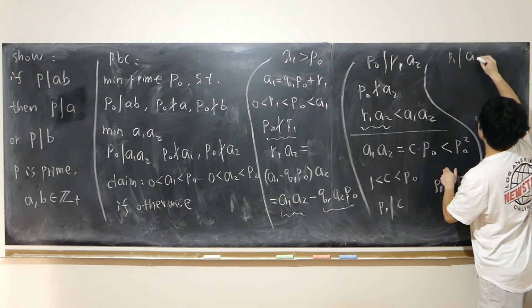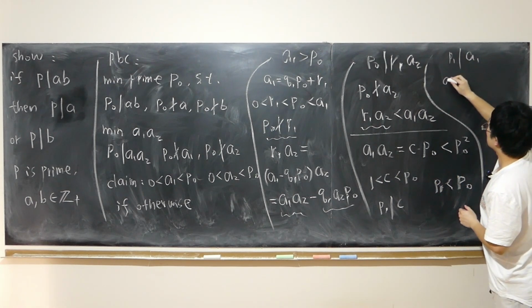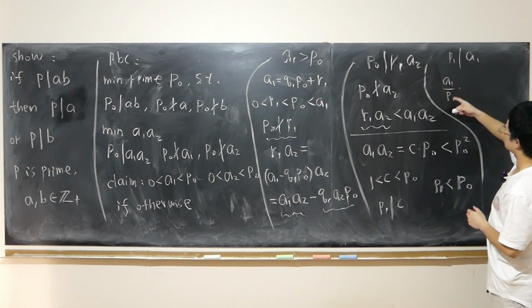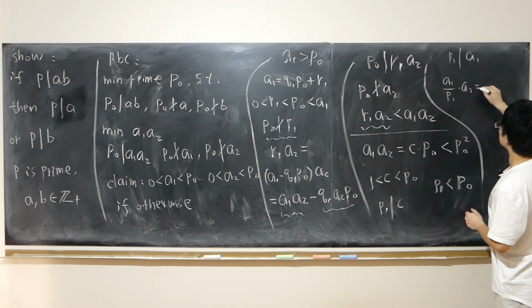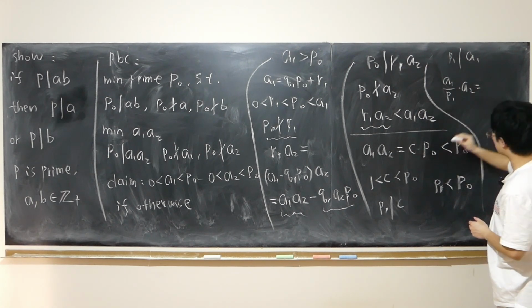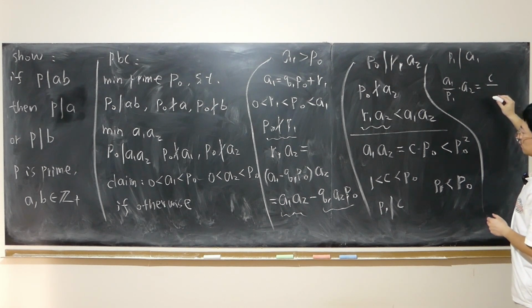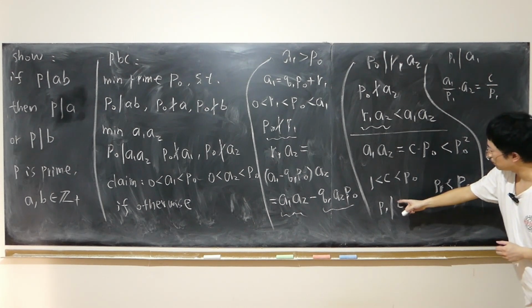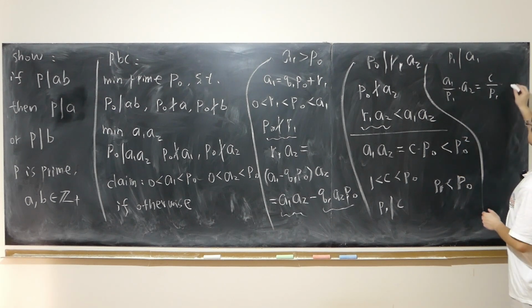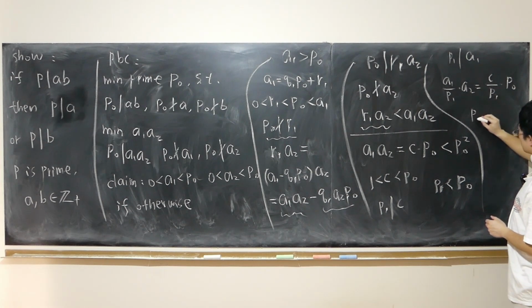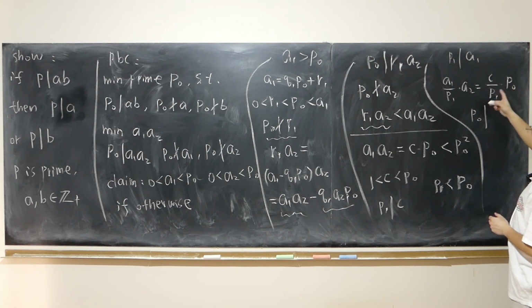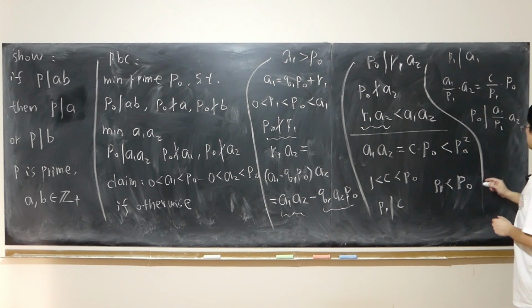Maybe, for example, P1 divides A1. I say A1 divided by P1, that's an integer, times A2 equals, dividing by the same thing on the right-hand side, C divided by P1, also an integer, times P0. So in this case, P0 divides an integer times P0, which means P0 divides this thing, A1 over P1 times A2.